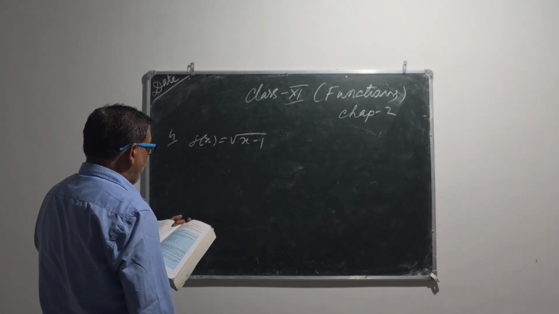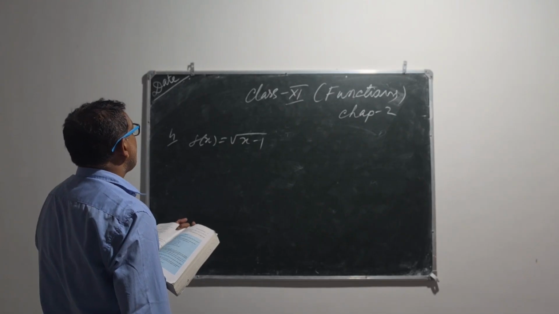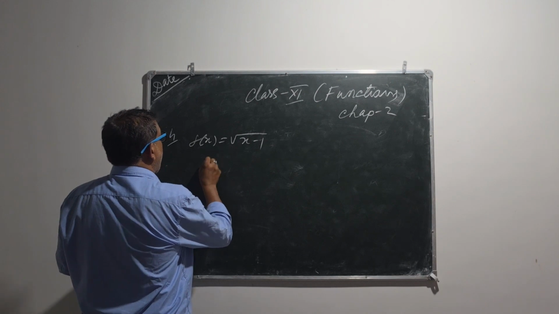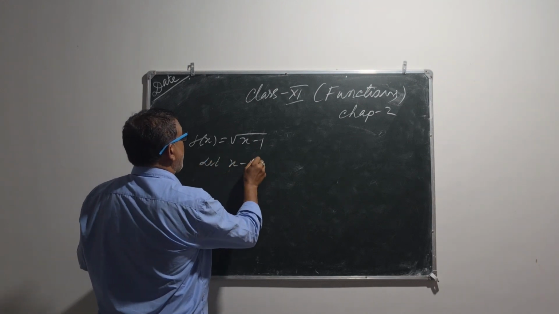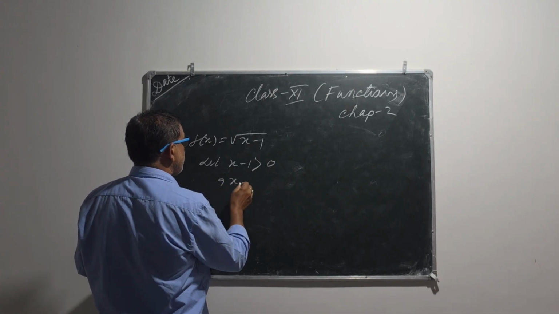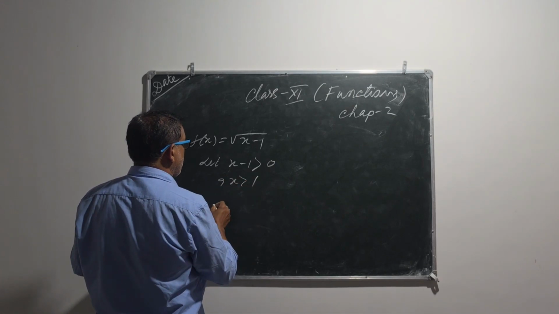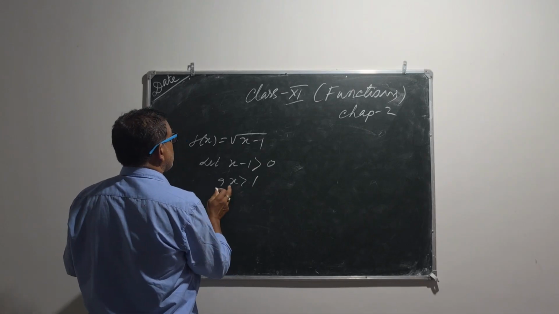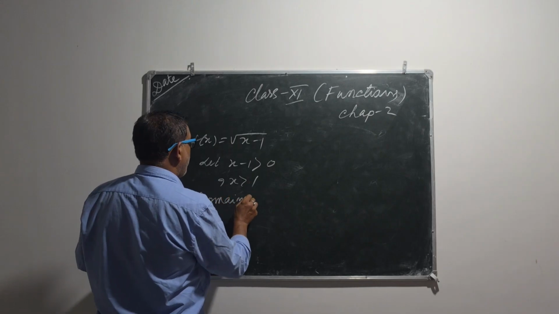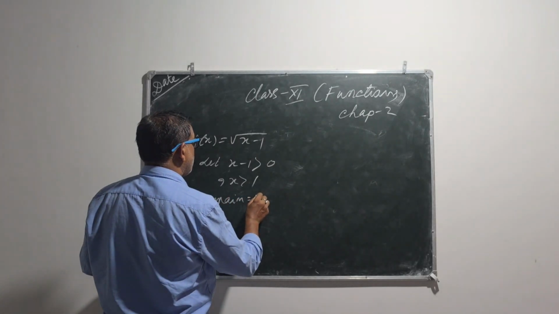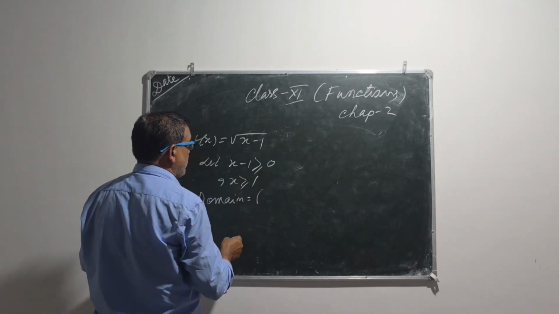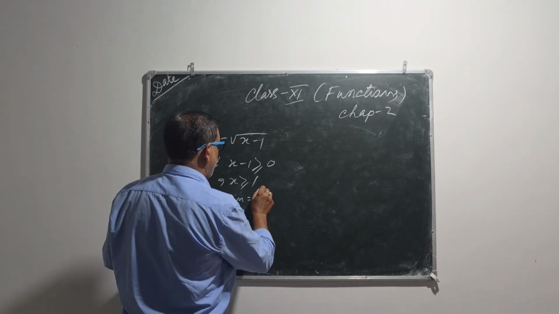So if we want to find the domain of this one, then first of all we can assume x minus 1 greater than or equal to 0, that implies x will be greater than or equal to 1. Therefore the value of x is the domain. So domain equal to, we can keep the equal sign here, so third bracket 1 to infinity can be used here.